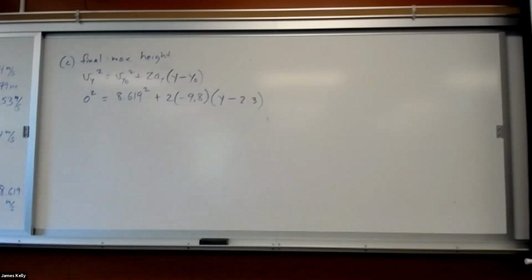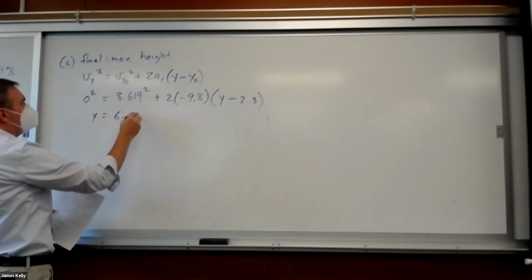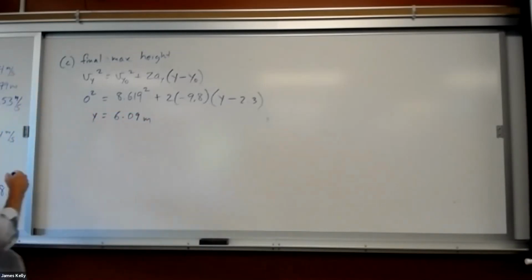So my number was delta y, but I've got to add 2.3 onto it. So I got 3.79, plus 2.3, so that's going to be 6.09, I think, if I did that correctly. Y equals 6.09 meters. Hopefully I did that correctly in my head. Questions about that one?